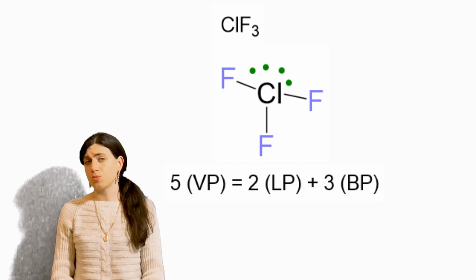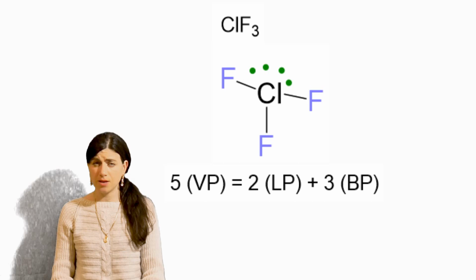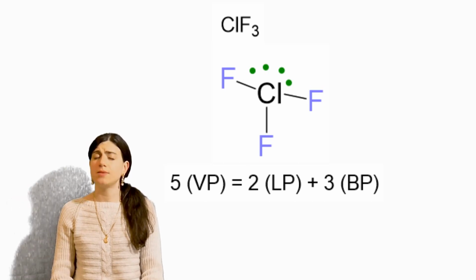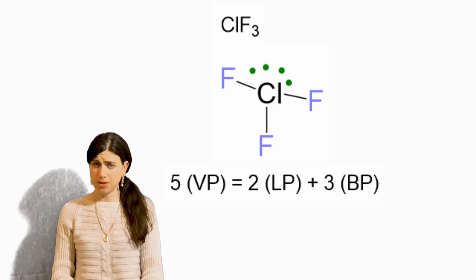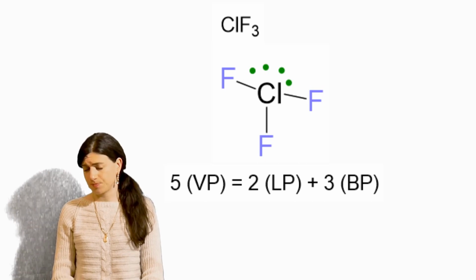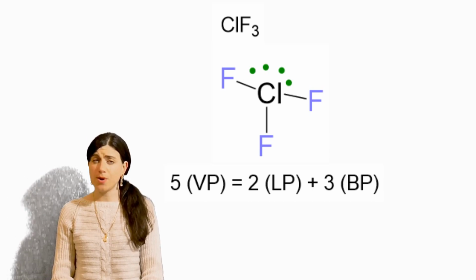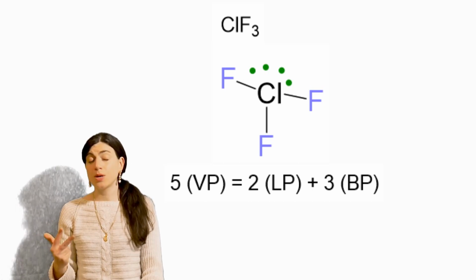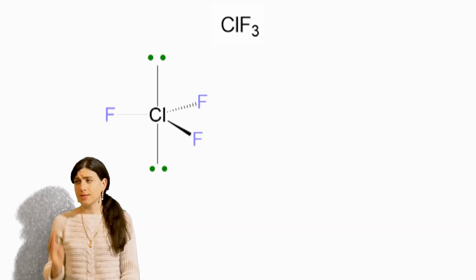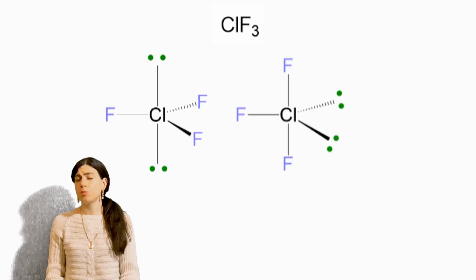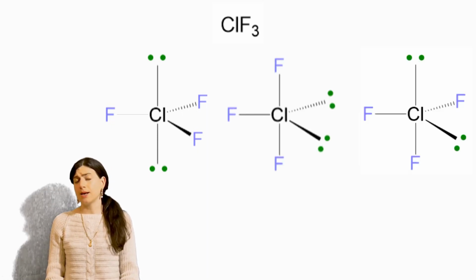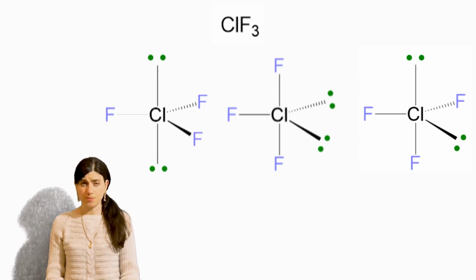So the electron arrangement for VP equals to 5 is, again, as we have seen many times, the trigonal bipyramid. So now we have the electron arrangement. But where to place these 2 lone pairs? In this case, if we write the electron arrangement of trigonal bipyramid, you can see that we will have 3 possibilities: 2 lone pairs in axial position, 2 lone pairs in equatorial position, and 1 lone pair in axial and 1 in equatorial position. So which of these 3 electron arrangements is the most stable one?